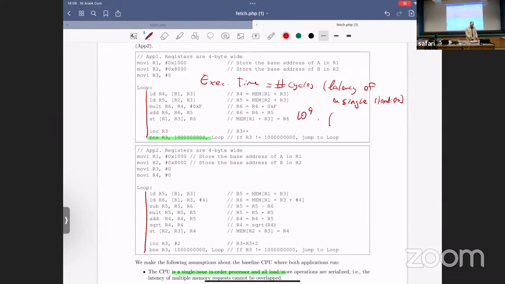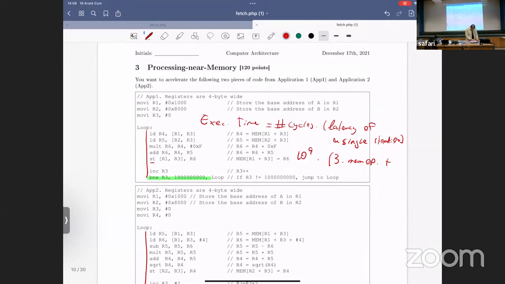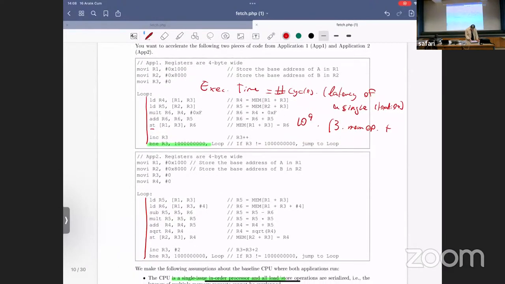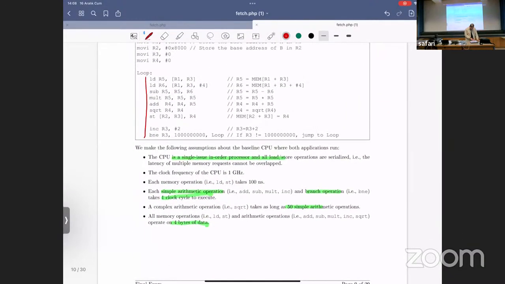And then you basically just need to count, because the processor is in order and everything's serialized. You just count how many memory operations you have. We have two loads here and one store here. So we have 3 memory operations. You have one multiplication, one addition, and one increment. All of them are simple arithmetic operations as defined here. So you have 1, 2, 3 simple arithmetic operations. And you have a branch operation. And if you go back to the latencies here, the latency of the memory operation is 100 cycles.